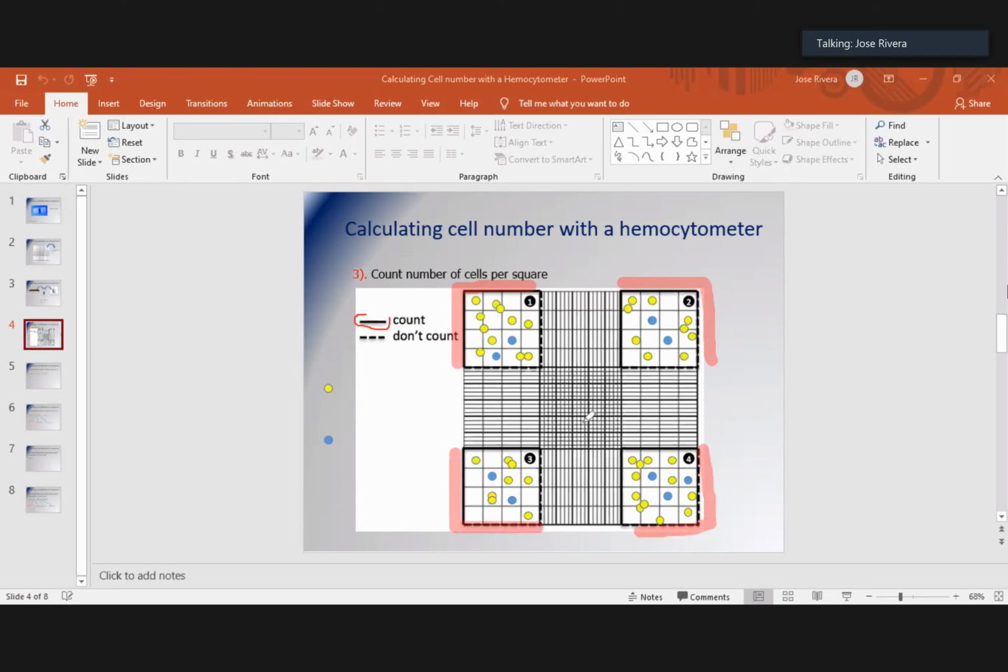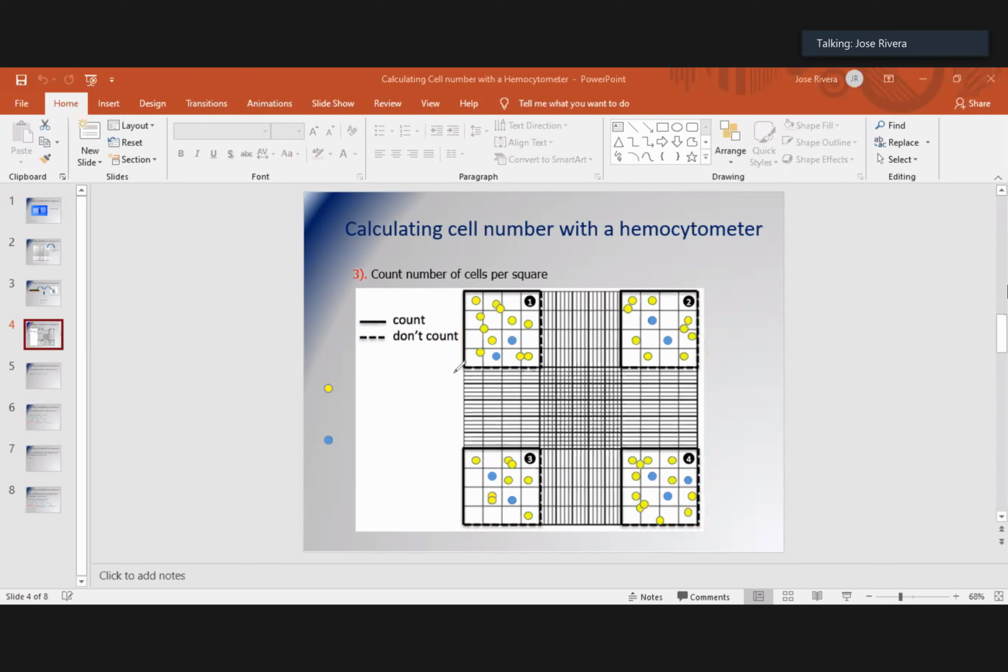Okay, you're going to count the cells on the inside too, but let's say you have a cell that lands here. Because I'm only counting the outside, I'm not going to count this one right here. But if I have a cell that lands here on the edge, I'm going to count it. Regardless, if you don't have any cells on the edges, then all you do is count the cells inside.